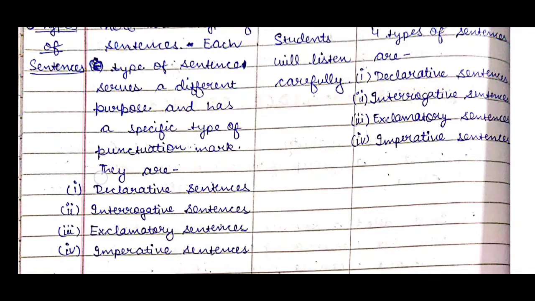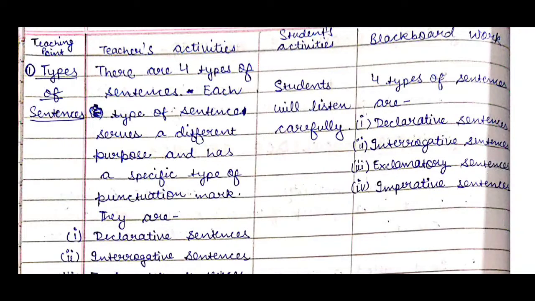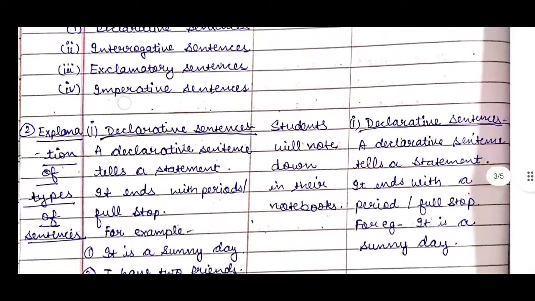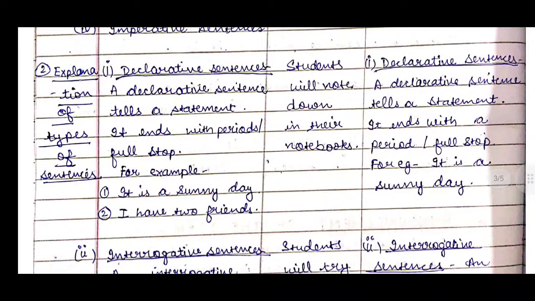We'll write these four types of sentences on the board also, for them to refer. And what is the students' activity? Students will listen carefully. If you have any doubt or question, you can comment down and I will make sure that I answer that. After that, the next teaching point would be explanation of types of sentences.